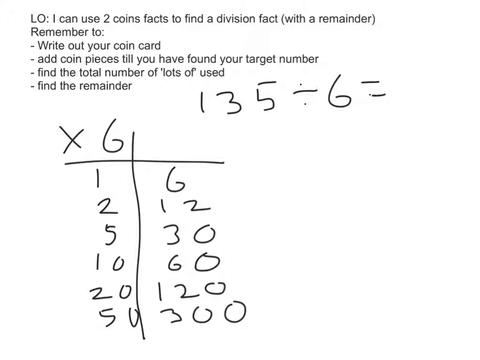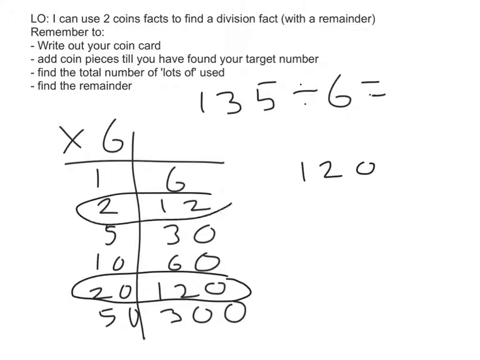Now I can move on to the next step, which is to start adding the pieces to see if I can find the total number. So I know that 300 is too big, so I'm not going to use that, but I am going to use the 120, and so I'm going to write that down, 120, and then 1 times 6 is too small, 5 times 6 is 30, too big, so that means I'm going to now use the 12, and I'm going to add that on, making sure I line up my place value if I'm adding like this.